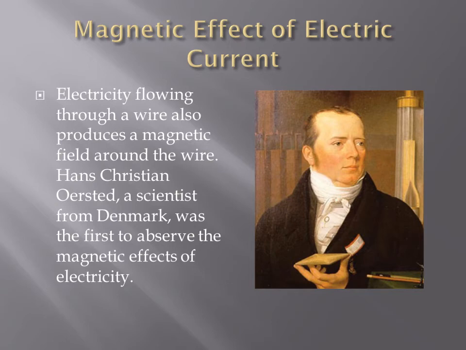Magnetic effect of electric current. Children, here you can see the picture of a scientist. This scientist was from Denmark and he observed that electricity flowing through a wire also produces a magnetic field around the wire. Hans Christian Oersted, a scientist from Denmark, was the first to observe the magnetic effects of electricity.